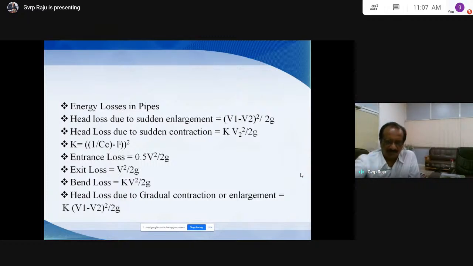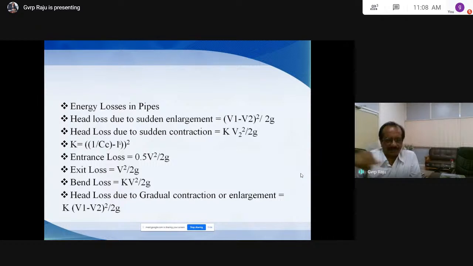For example, when you do the actual problems, normally in the GATE examinations, it is required to remember all these small equations. Otherwise, it is difficult for you to solve the questions of GATE, particularly on pipe flow. Again, you have bend loss.